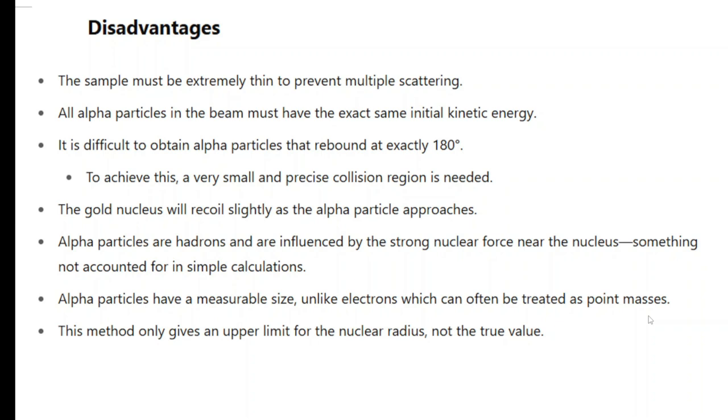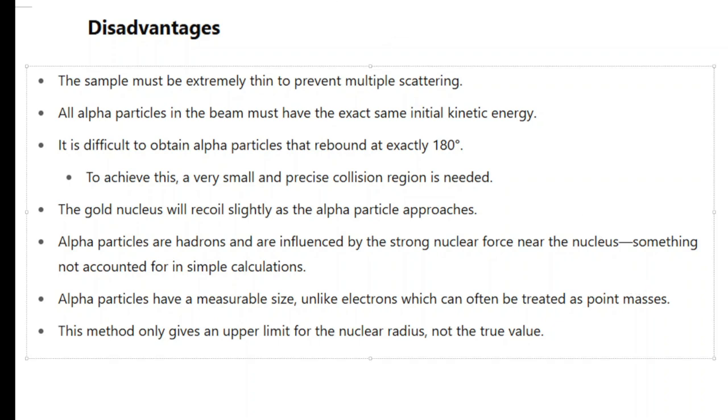And it only gives an upper limit for the nuclear radius. Remember, in the first diagram I mentioned the gap that I colored in yellow. So the alpha particle could stop before it actually hits the nucleus. It gets close to it. So the radius is just an approximation.